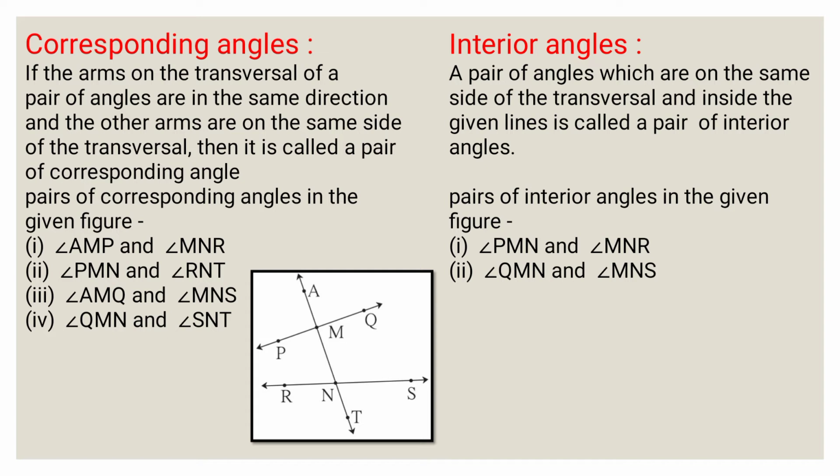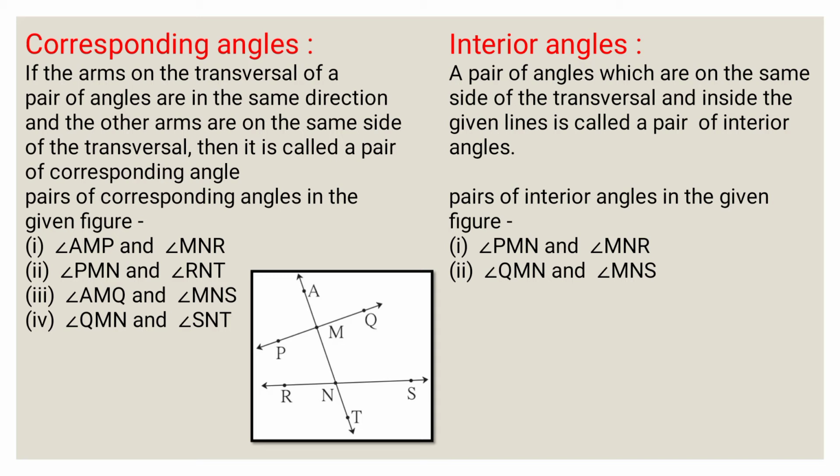Pairs of corresponding angles in the given figure: the first is angle AMP and angle MNR. Second is angle PMN and angle RNT. Third is angle AMQ and angle MNS. Fourth is angle QMN and angle SNT.